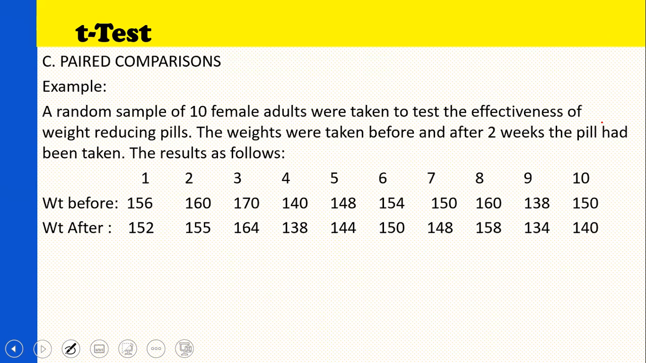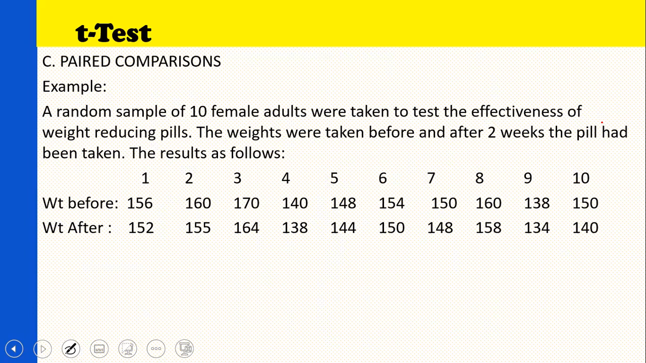Let's go over with the following example. A random sample of 10 female adults were taken to test the effectiveness of weight-reducing pills. The weights were taken before and after 2 weeks the pill had been taken. So the results are as follows. We have 10 respondents, and bago sila uminom ng pills, their weight was recorded before taking the pills and after they take the pills.